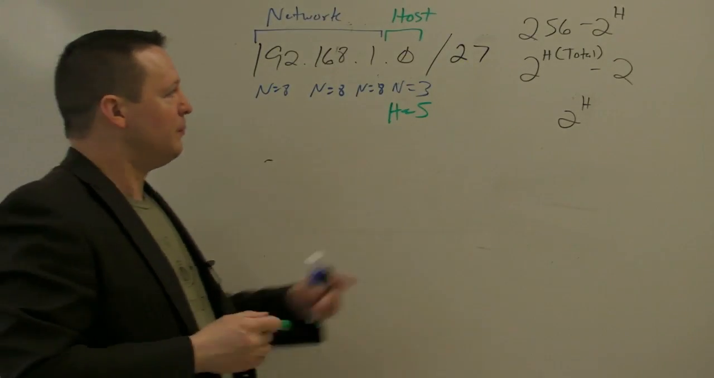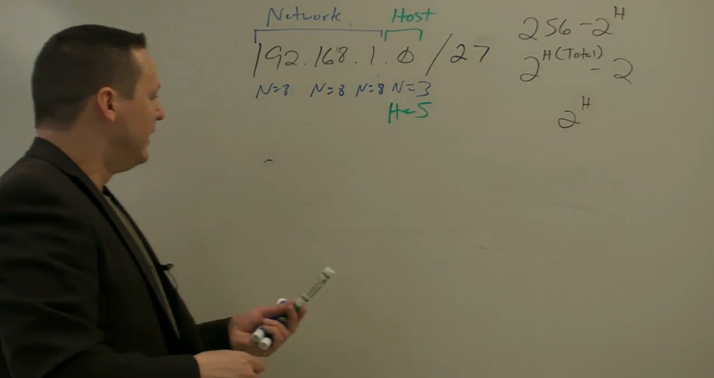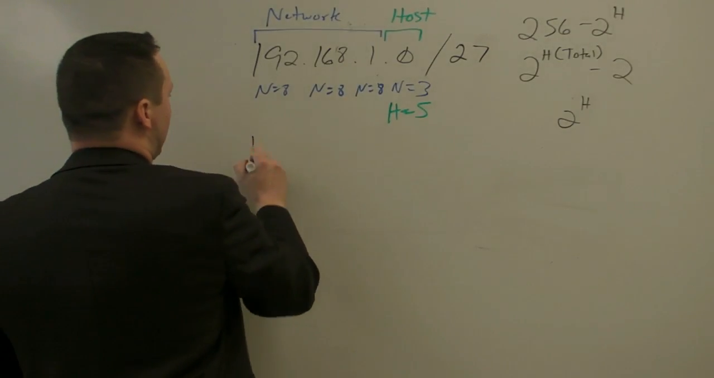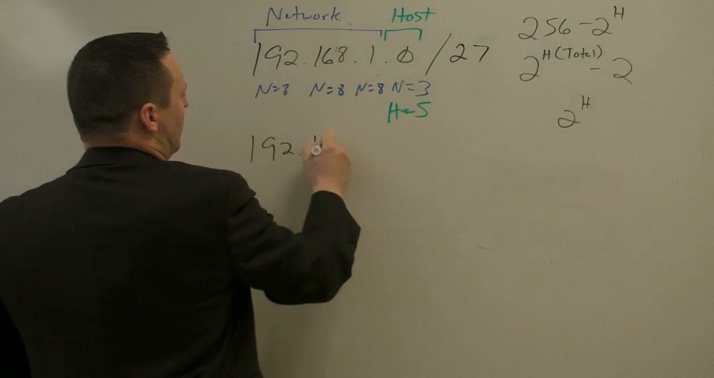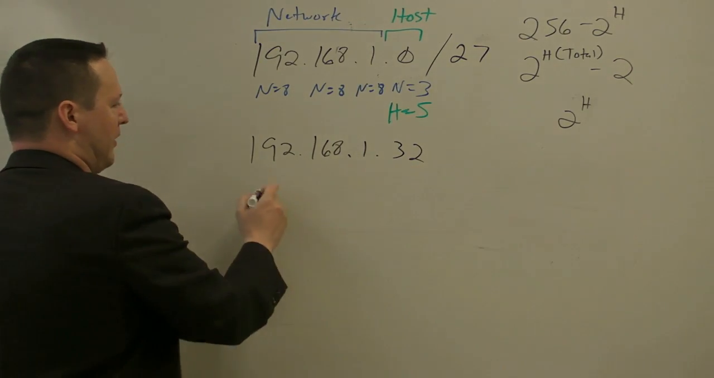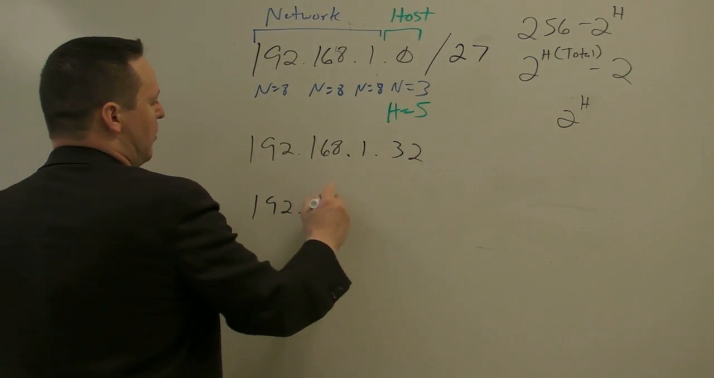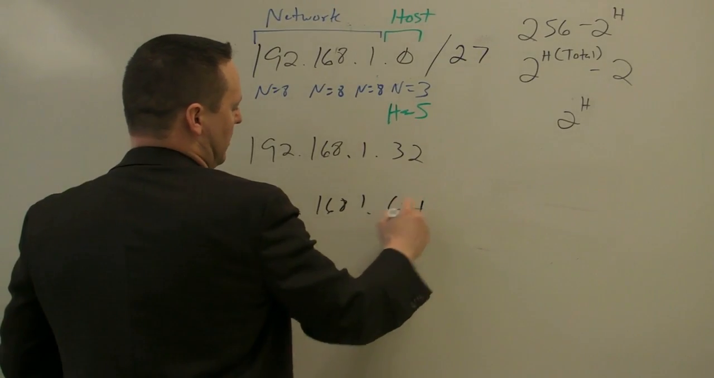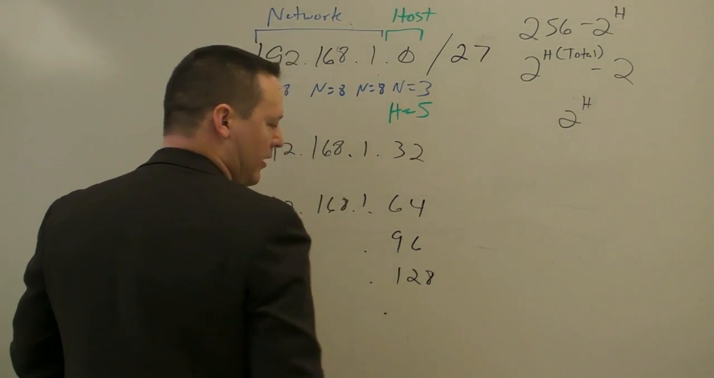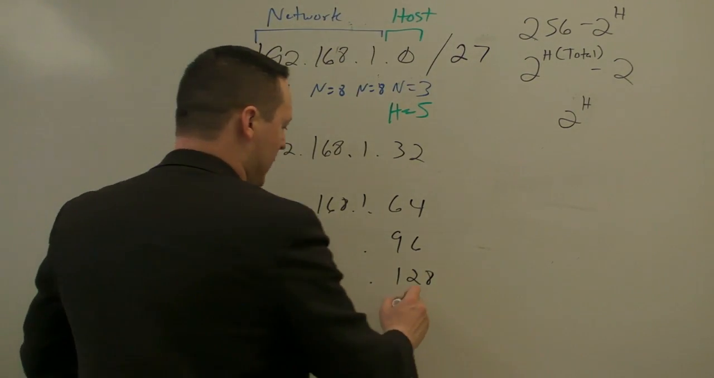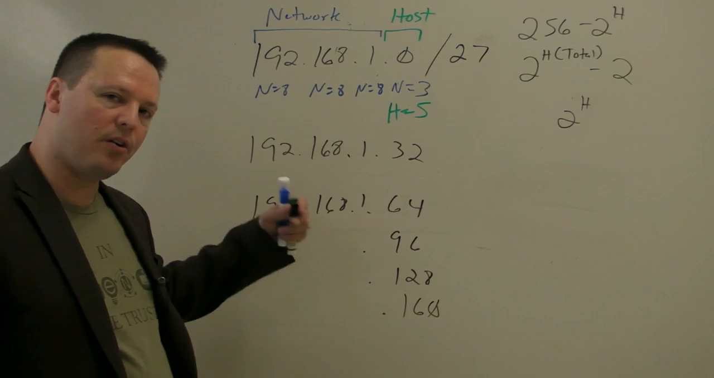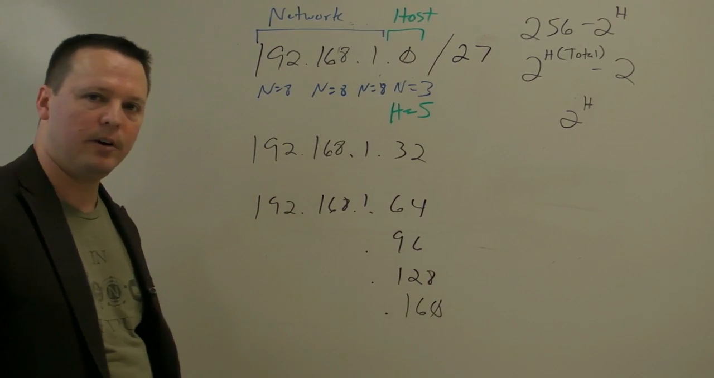The rest of it is simply using these little formulas again. So my network progression would be 2 to the 5th power, or 32. So my next net ID would be 192.168.1.32. Then 192.168.1.64, and then 96, and then 128, and so on and so forth, and even 160 in here. Okay, because we're adding 32 each time. We are not doubling it.